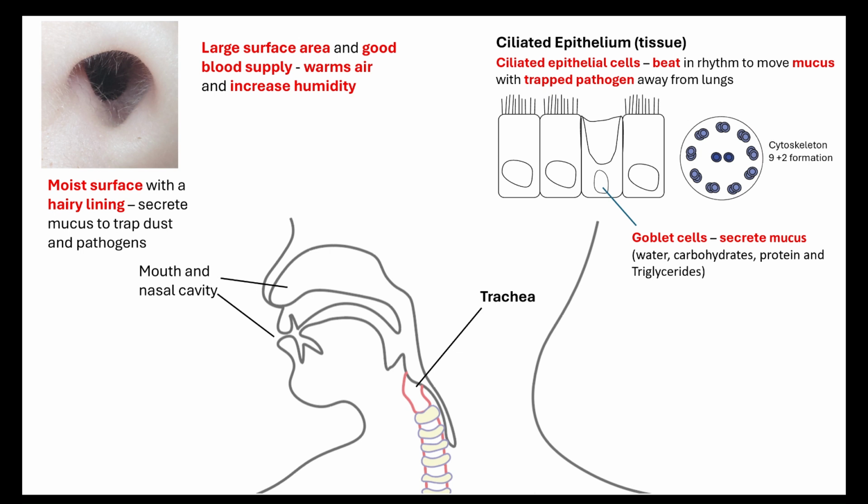The mucus is made up of water, carbohydrates, proteins, and triglycerides. This is a substance that is secreted through the process of exocytosis, and that will then be able to trap those pathogens, and then our ciliated epithelial cells beat that mucus and any trapped pathogens or dust particles away from the lungs.